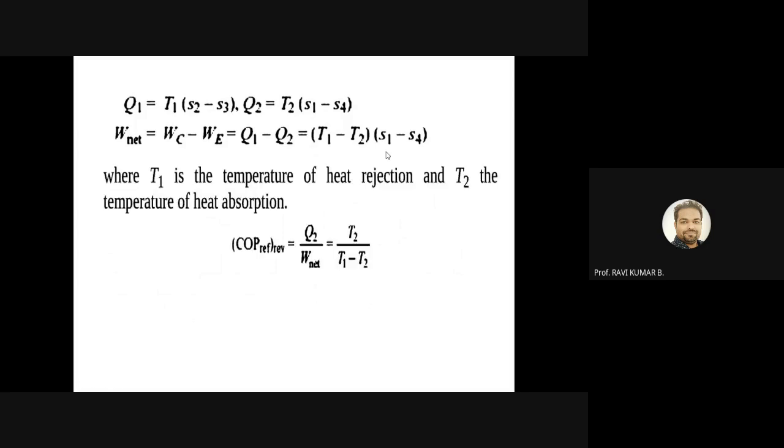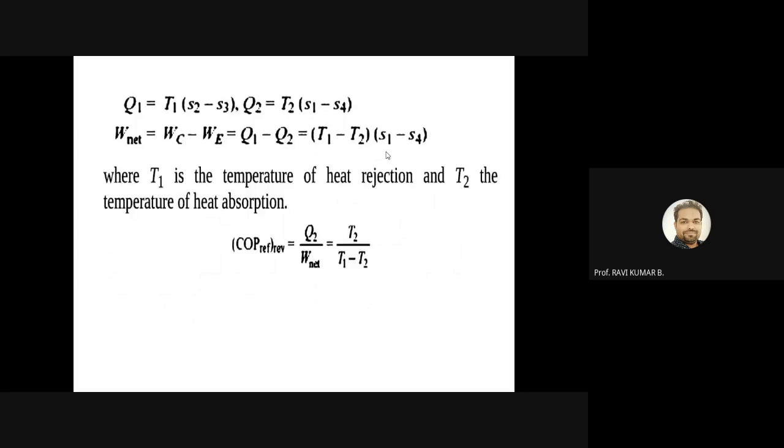This net work is not actually work output. It is not going to generate work. Keep in mind, it is the work requirement basically. So W net is equal to (T1 minus T2)(S1 minus S4), where T1 is the temperature of heat rejection and T2 is the temperature of heat absorption.